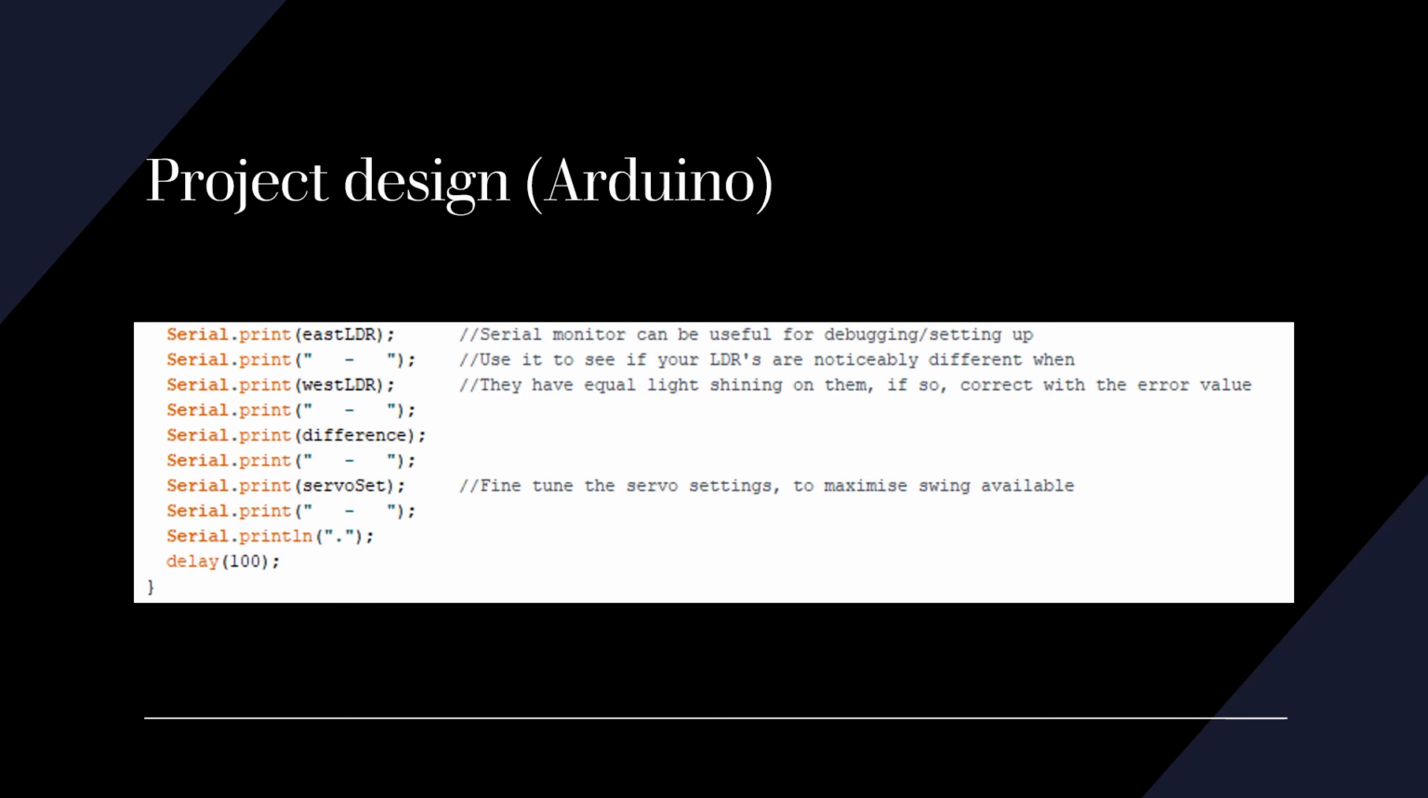And this is the last part of the Arduino coding, where we print out 4 values at the serial monitor in Arduino so that it is easier for us to check.